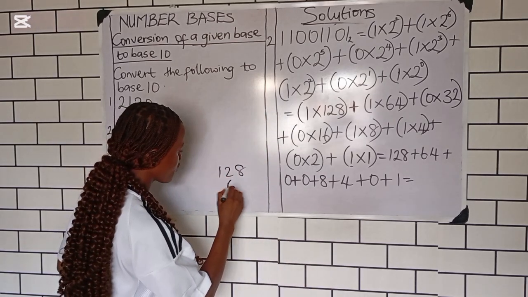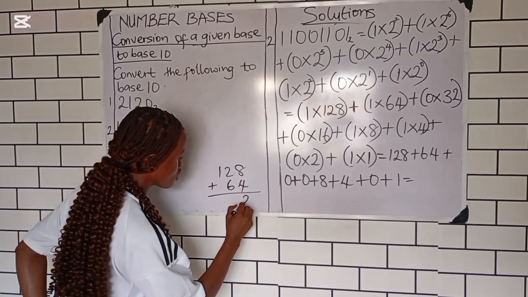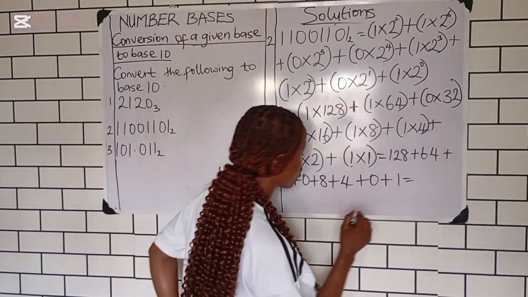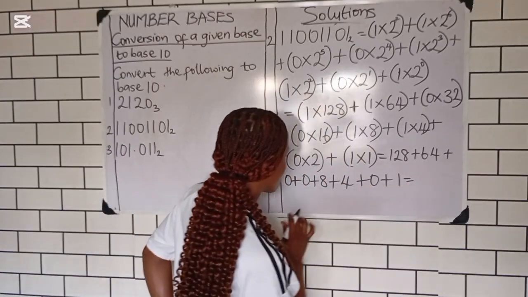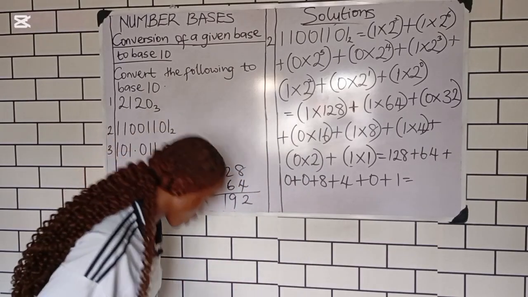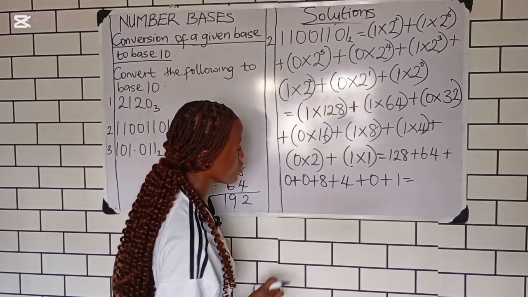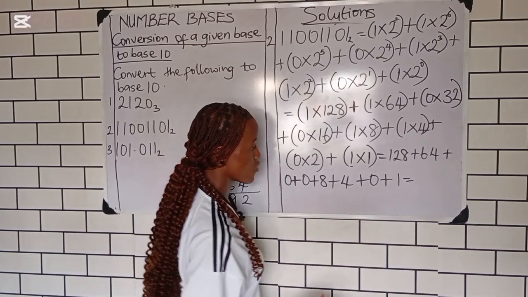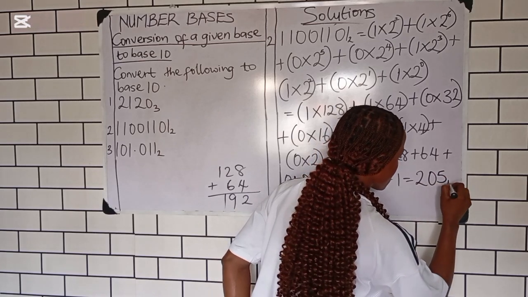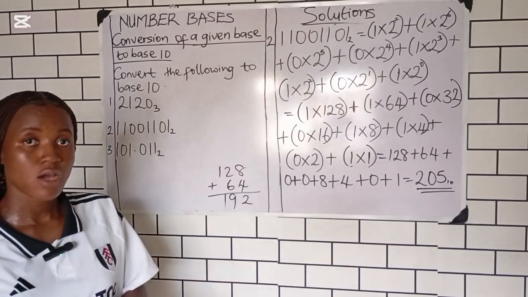128 plus 64. Here this plus this gives us 12. You write 2, carry 1, add it to here. We have your 9, 1. Now we have our 192. 192 plus 8 here will give us 200. And 200 plus 4 here will give us 204. 204 plus 1 here will give us 205. You have 205 in base 10. This is our final answer for question number 2.